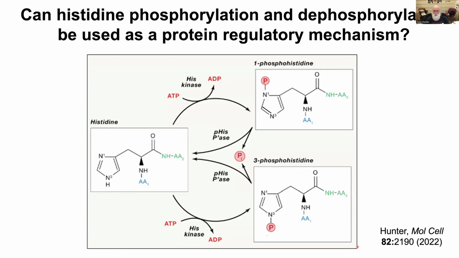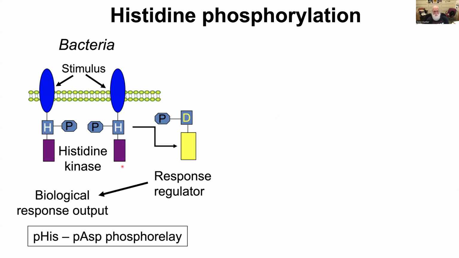So the question I want to pose is: is histidine phosphorylation used as a reversible protein regulatory mechanism in which a histidine residue in a protein is phosphorylated by a kinase, generating either the 1 or 3 phosphoisoform? And this is then reversed by a phosphohistidine phosphatase, converting the protein back to its basal state.